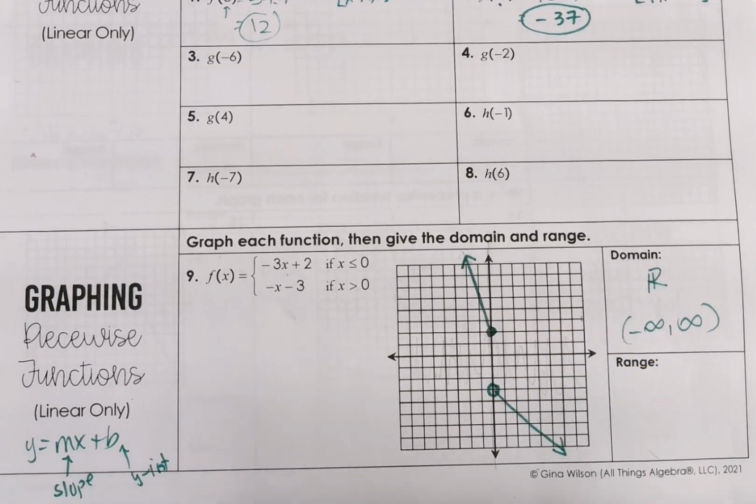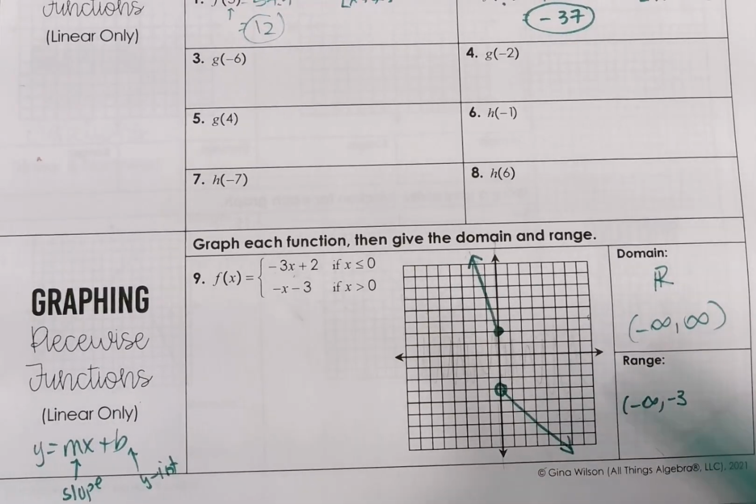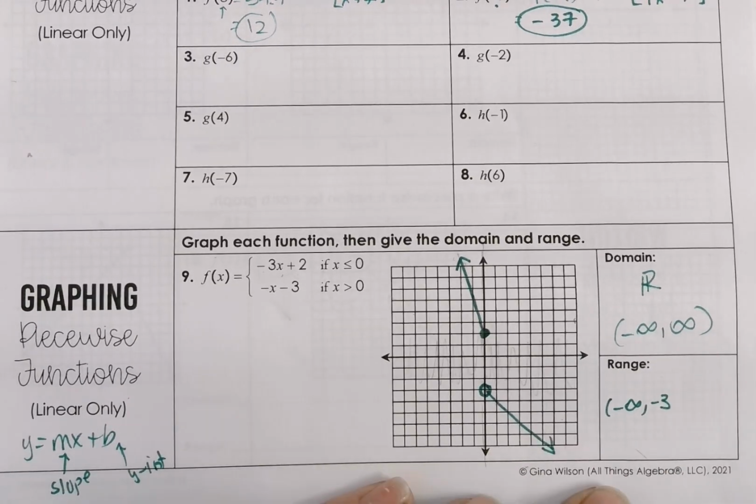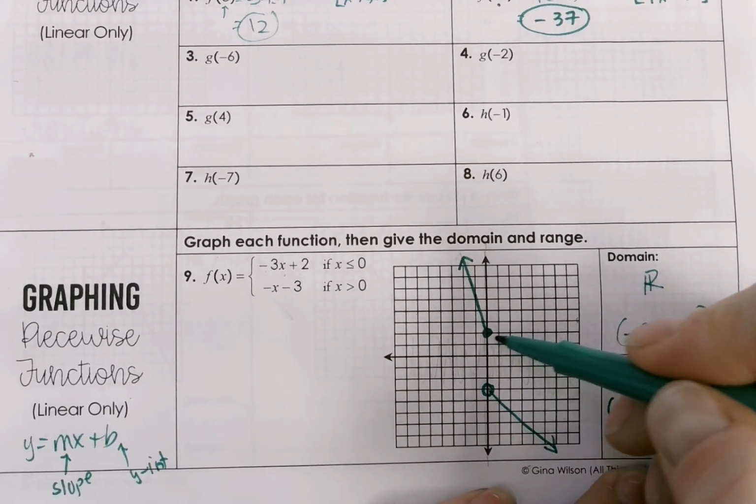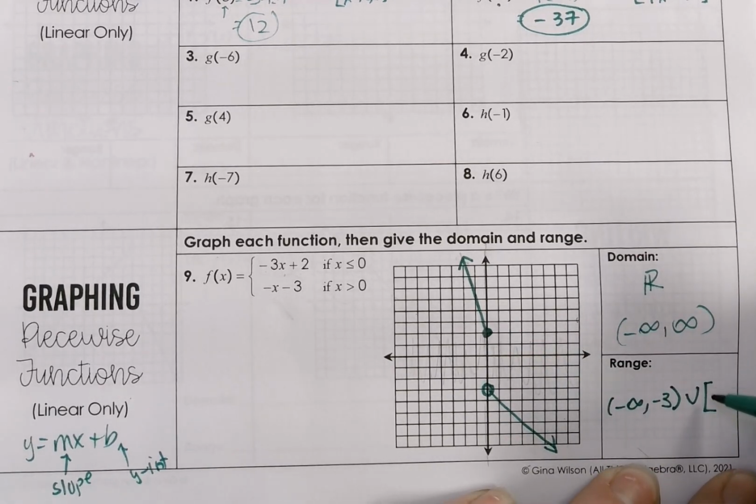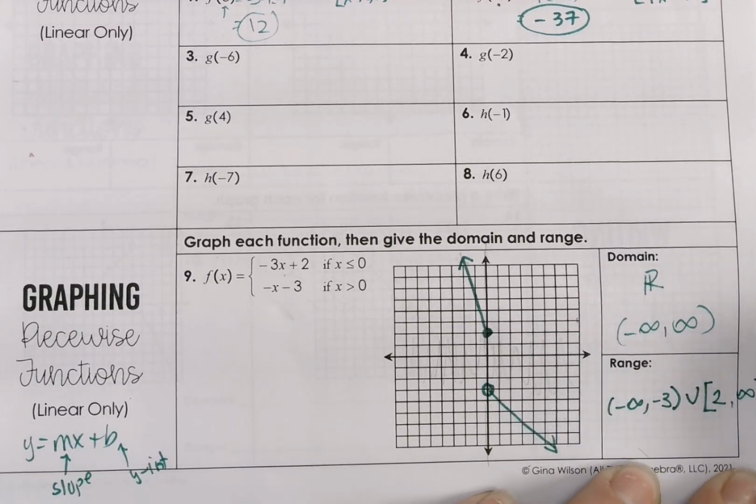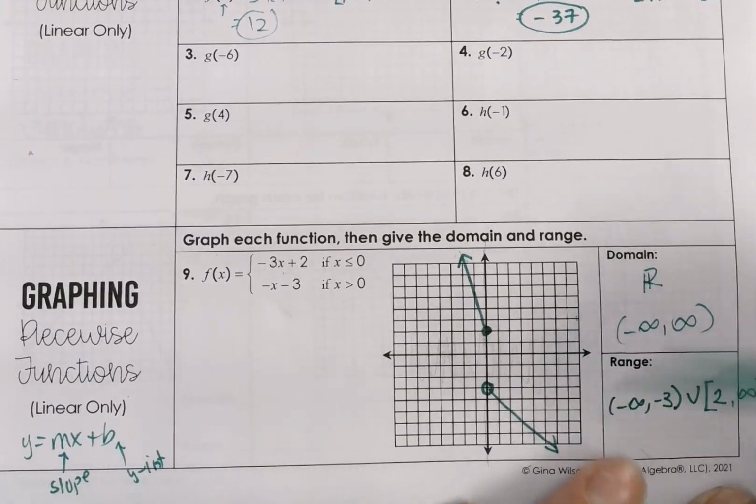So I'm going to say this goes from negative infinity to negative 3, and I want to exclude this endpoint. It's an open circle, right? So it does not count. So I'm going to use a parenthesis, which means it does not include that negative 3. Then I have my union symbol, and then it starts up again at 2, and I'm going to use a bracket to say that that is inclusive of the endpoint, and it goes from 2 to infinity. So domain, range. Range is not all real numbers because we have to exclude all of these things.